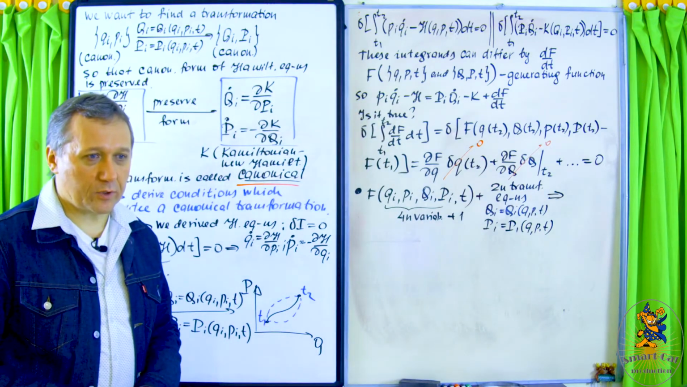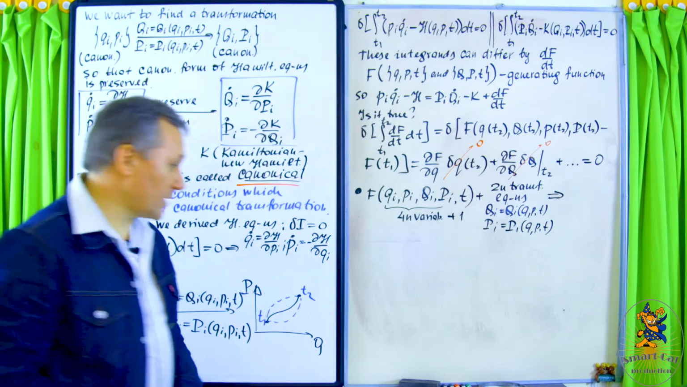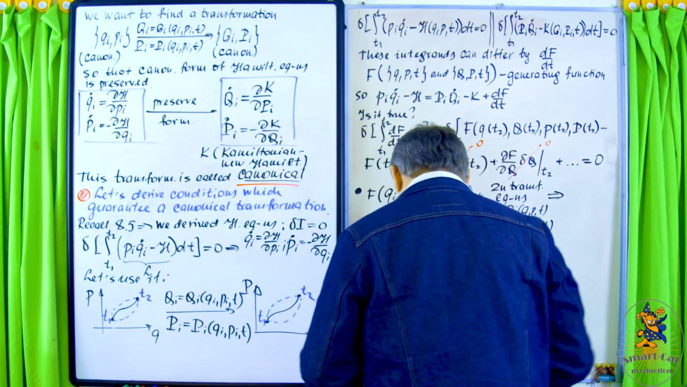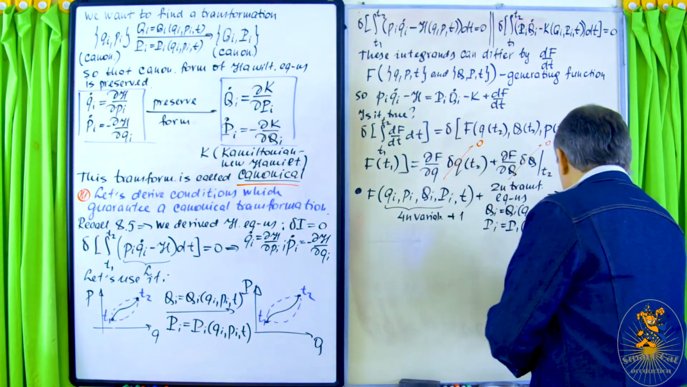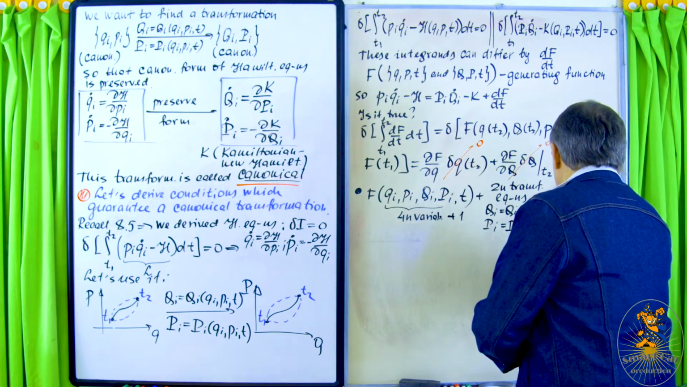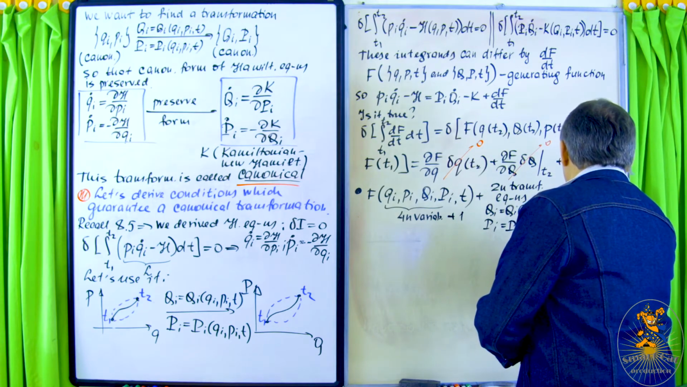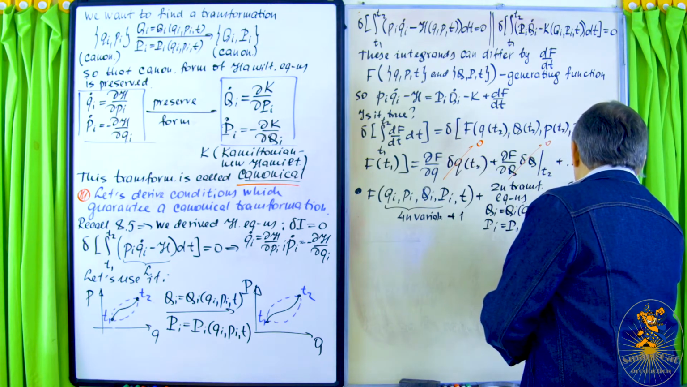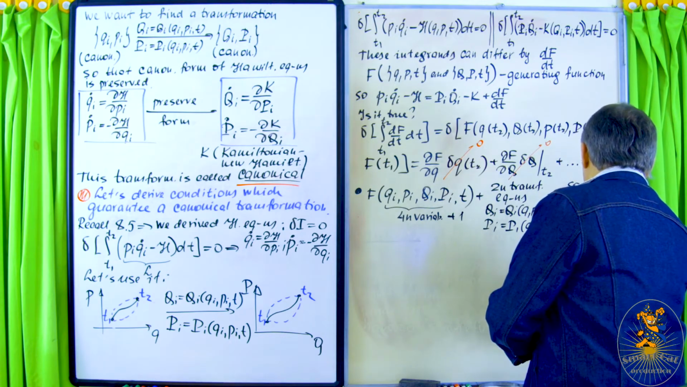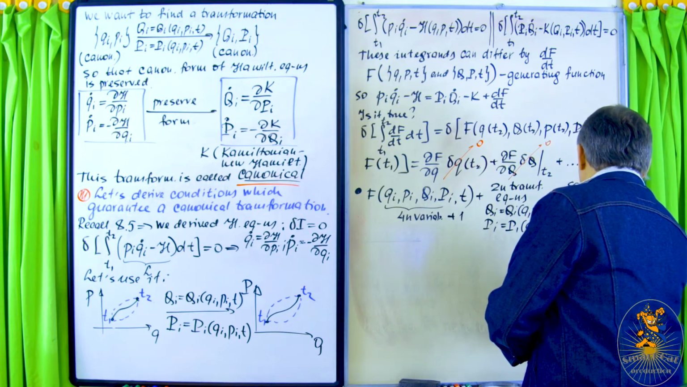plus 2n transformation equations. As a result, it must depend only on 2n plus 1 independent coordinates. So f must depend on 2n plus 1 variables.